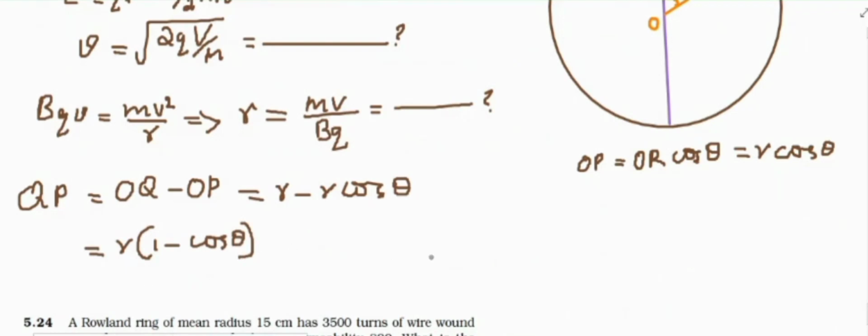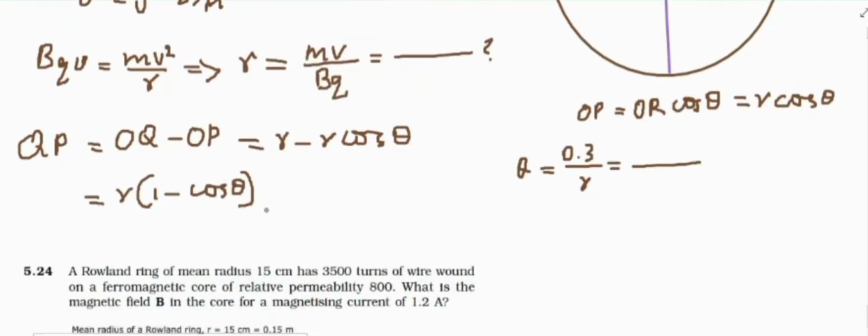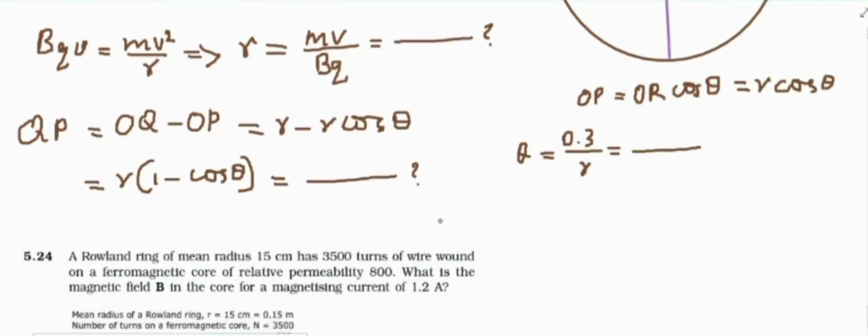Now here theta we have to find. Theta is equal to, angle is equal to arc length 30, in meter you have to take 0.3 upon R. So you will get the value of theta. Assume angle is very small so that you can directly substitute there. So substitute the value of theta, then you will get the deflection QP.